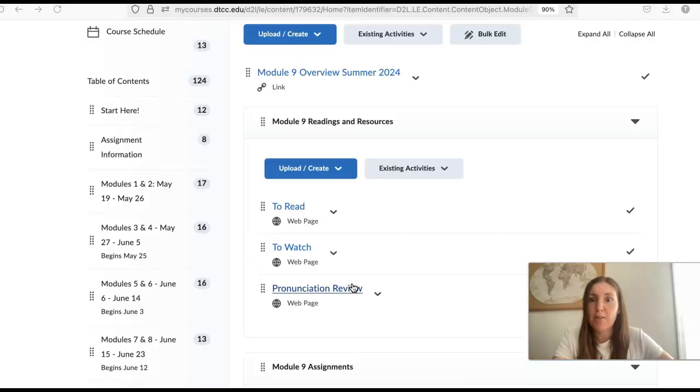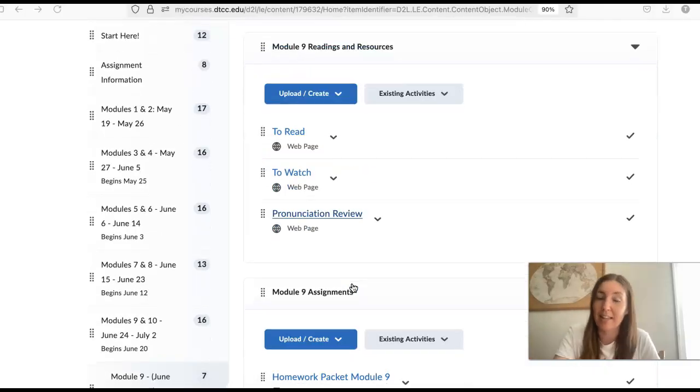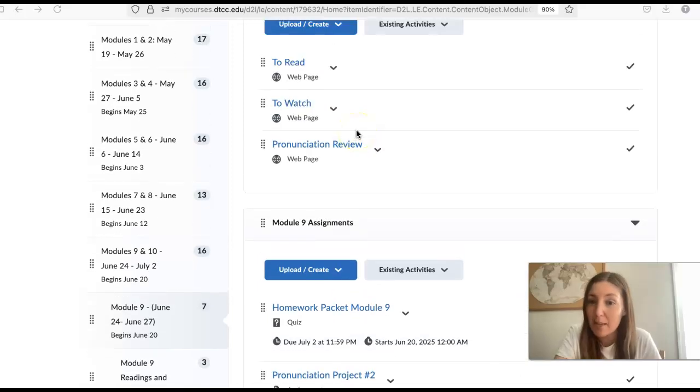If you got below a B on the first one, I recommend that you meet with me like on Zoom to go over it before you submit this one, because I think it will really help you to improve your pronunciation if we go through it together. So that's the assignment instead of the speaking assignment this week.